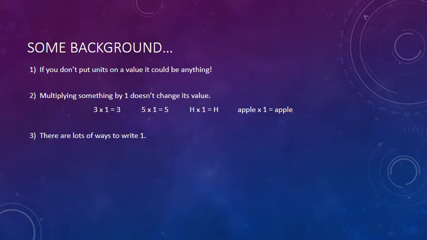Now this is where it gets interesting. There's actually lots of different ways to write 1. For example, the fraction 5 over 5, that's equal to 1. So I could take that fraction into any of the math problems above, and I could say 3 times 5 over 5 is still 3. It doesn't change its value. You can even write 1 as a fraction, 2 plus 1 divided by 3. That's still 1.